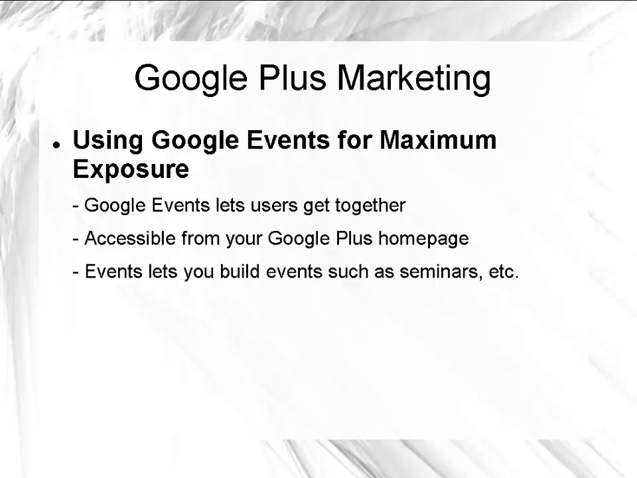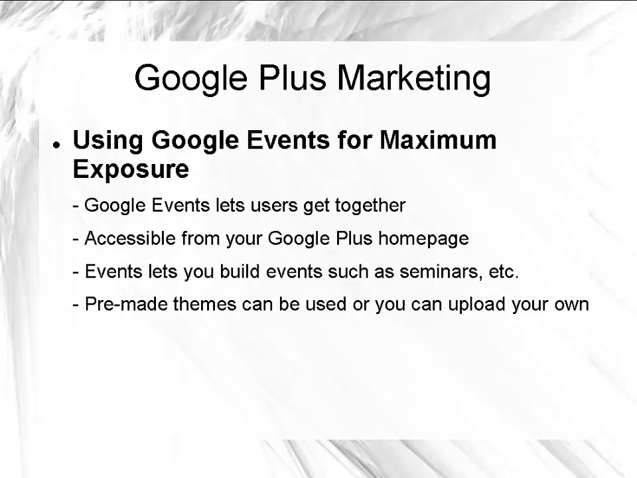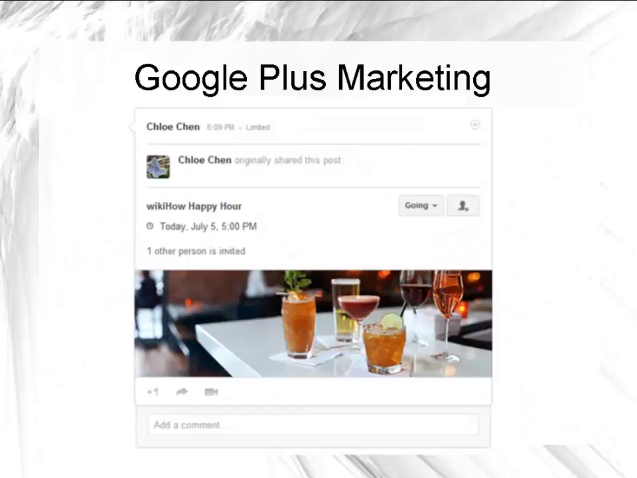Events will keep track of their responses, so you can know how many people are planning to attend. The service even lets you give your contacts permission to invite other people to the event if you wish, and you can authorize your guests to add photos to the event page. Pre-made themes can be used to build the event invitation page, or you can upload your own, such as your corporate logo or a photo related to your business or products.